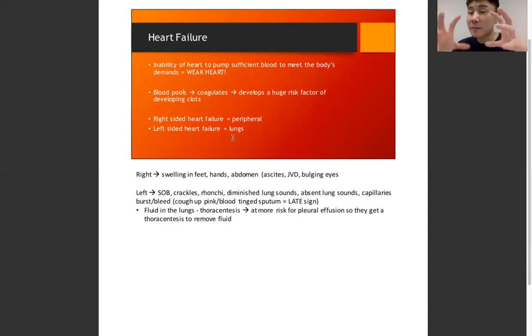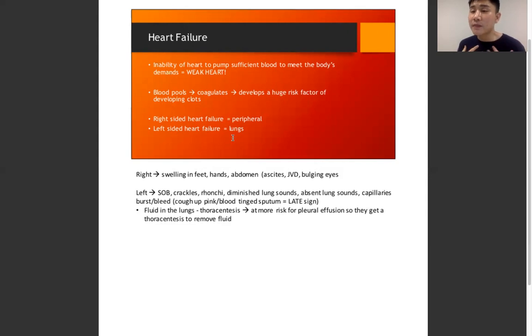Whenever there is blood pooling, it will cause backed up fluid and cause clots. So those are the two things when you guys hear the word blood pooling. Blood pooling will cause backed up fluid and cause clots, okay? Now moving on to left-sided heart failure. What are the signs and symptoms? Shortness of breath, crackles, rhonchi, diminished lung sounds, absent lung sounds, capillary burst, bleeds, coughing up pink, blood-tinged sputum.